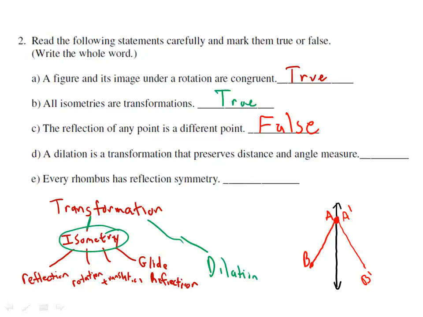D, a dilation is a transformation that preserves distance and angle measure. I'll see how this chart helps us. I mean, if we know that isometries preserve distance and angle measure, and we see that the dilation is not an isometry, then we can easily see that that's false. Every rhombus has reflection symmetry. True. Those four equal sides give it reflection symmetry.